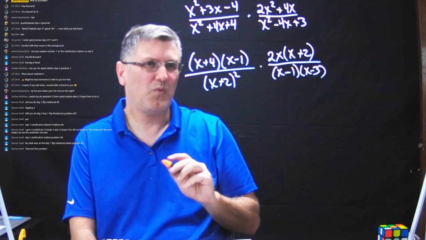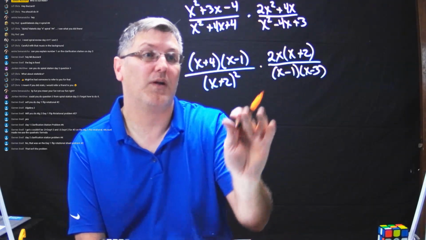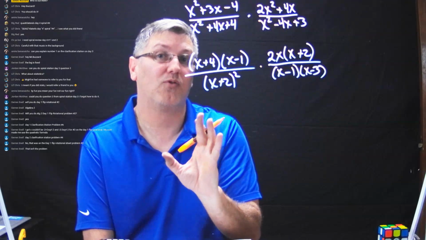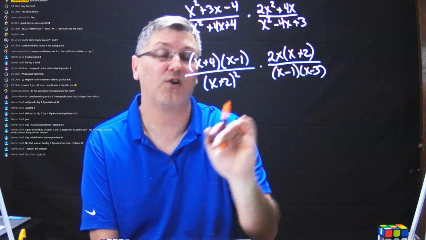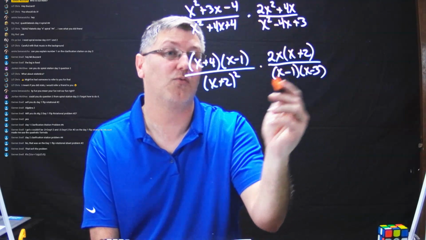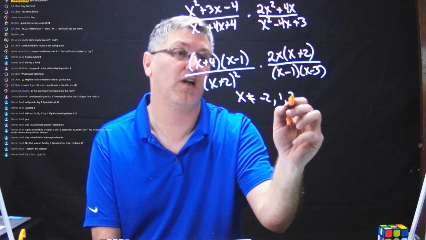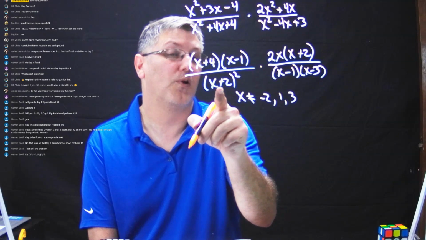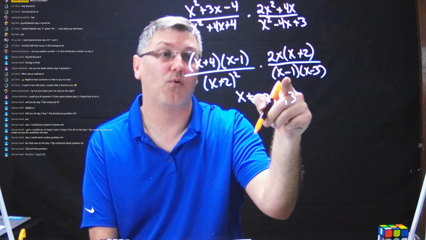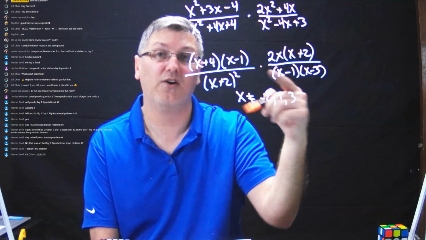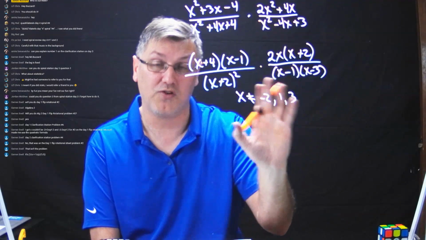Okay, so before I do anything else, because this is a multiplication, at that point I'm going to take a look at my denominators and figure out what x cannot equal. Just set each of these equal to 0, and we know that x cannot equal -2, 1, and 3. Because if I put a -2 here, I get a 0. If I put 1 here, I get a 0. And if I put a 3 here, I get a 0. So x cannot be those numbers at all.